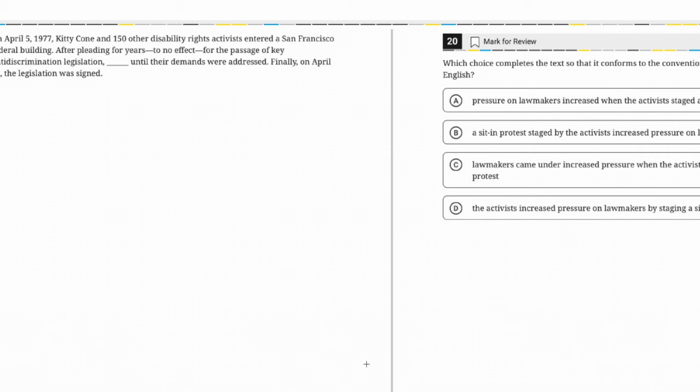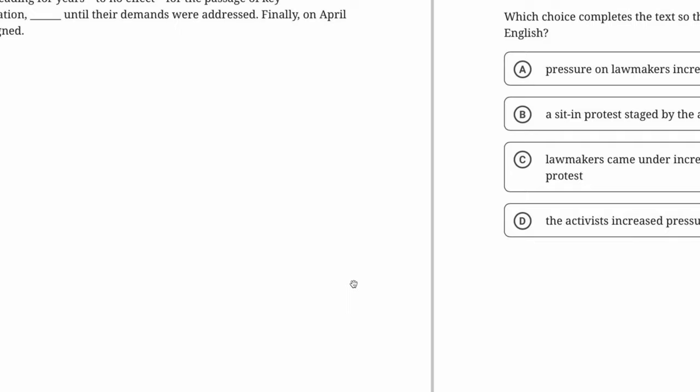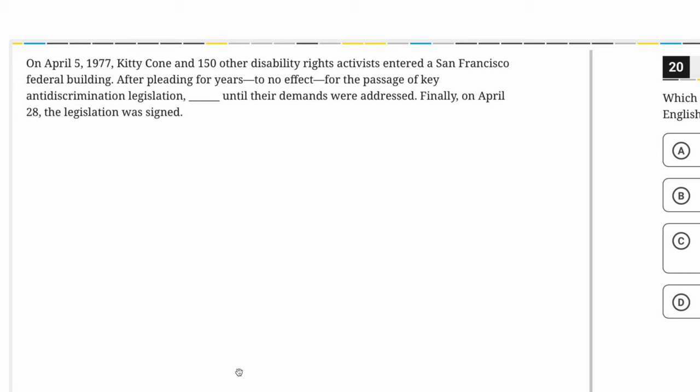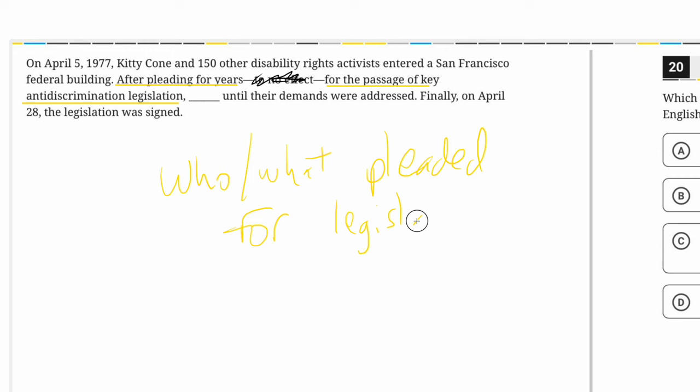This is going to be a dangling modifier question, and I can tell you how to recognize that, but let's just look at it. So after pleading for years for the passage of key legislation, blank until their demands were addressed. So the modifier is going to be this portion. After pleading for years for the legislation. So we can turn that into a question. Who or what? In this case, it's going to be a who. Who pleaded for the legislation? And the answer to that question is going to tell us what needs to go in the blank.